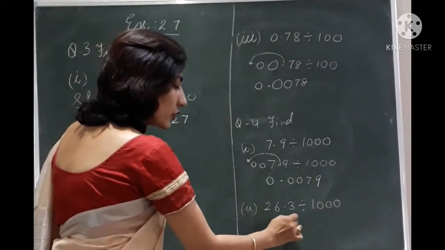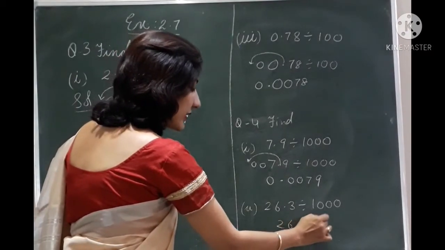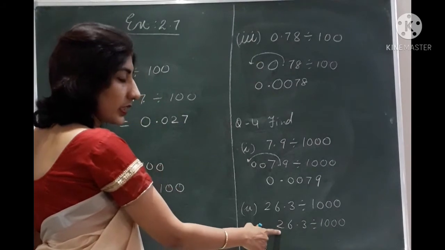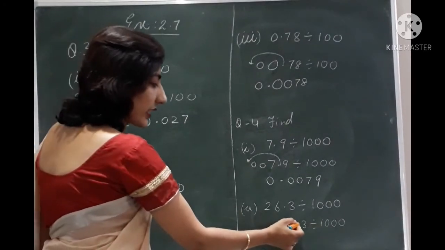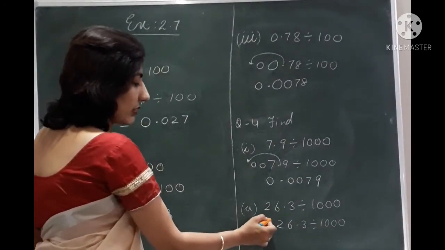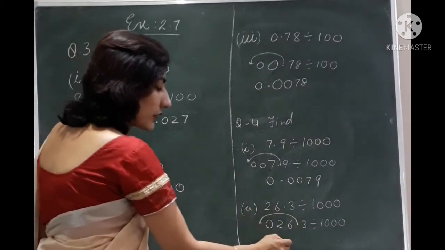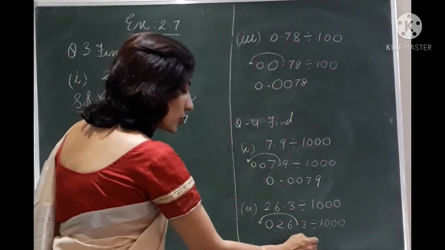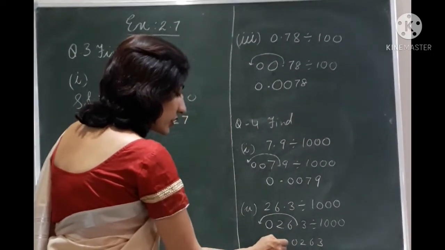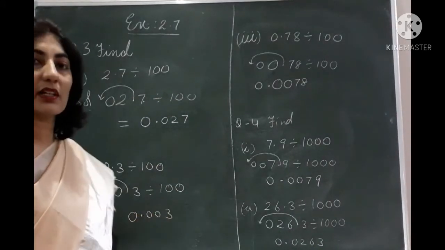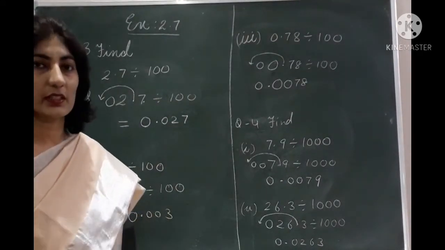Similarly, in this part, if you see 26.3 divided by 1000. Here, how many digits are there? I have already 2 digits. But I need 3 digits because I have to shift decimal 3 places to the left. So I will add a 0 here. Now I will shift the decimal. So my answer will be 0.0263. And put a 0 here. So 0.0263. This way the remaining parts of question number 3 and 4 you try yourself.